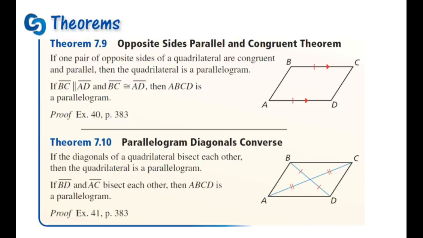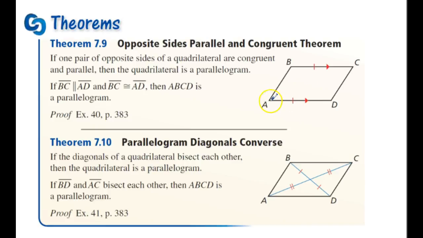So here's some more theorems that we're working with, right? The opposite sides parallel congruent theorem. So if one pair of opposite sides of a quadrilateral are congruent and parallel, then the quadrilateral is a parallelogram.